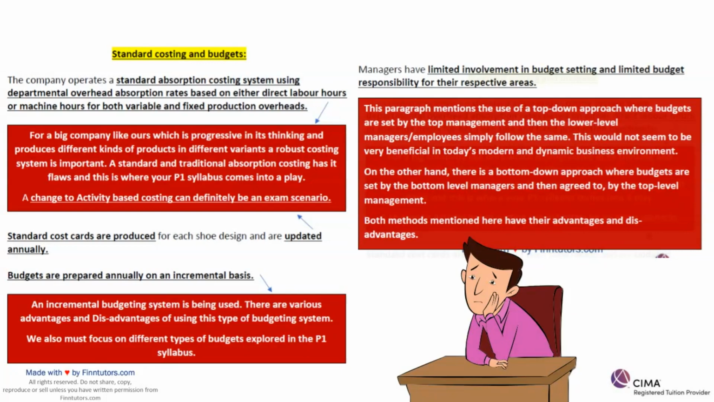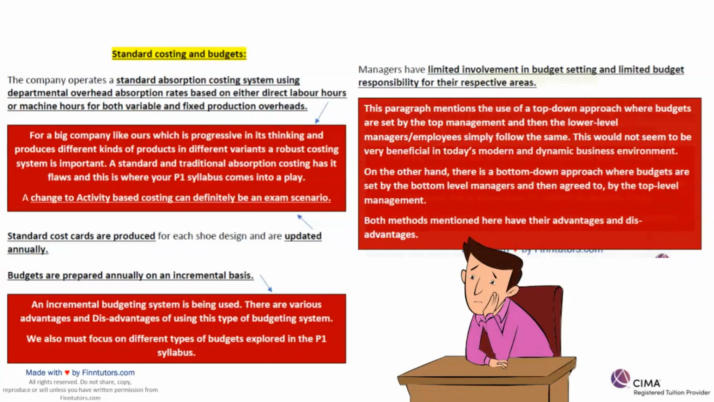Managers have limited involvement in budget setting and limited budget responsibility as well. So we have limited involvement as well. The managers get very little input. This paragraph mentions the use of a top down approach where budgets are set by the top management and then the lower level management simply follows the same. This would not seem to be very beneficial in today's modern and dynamic business environment, right?